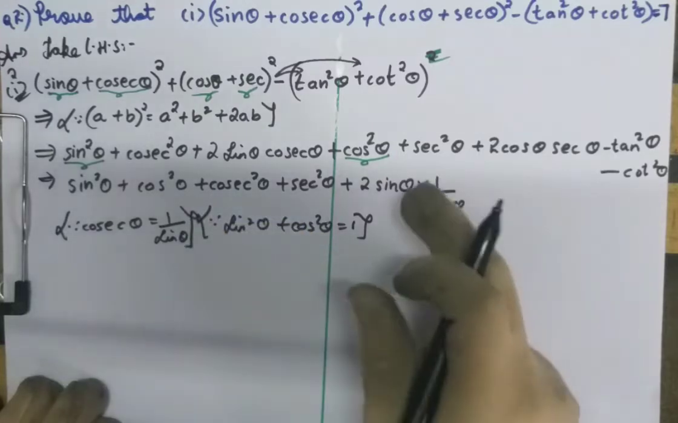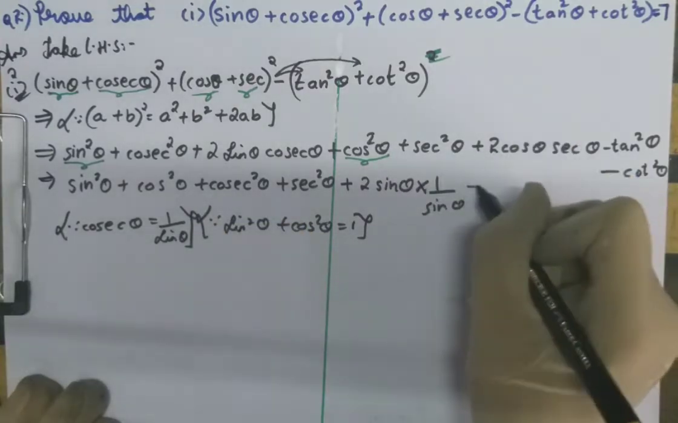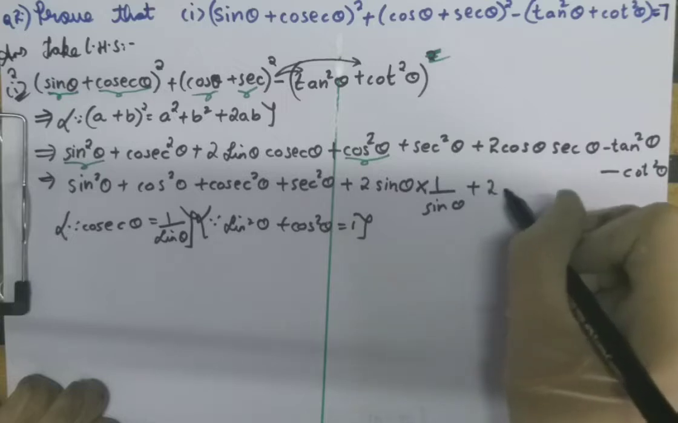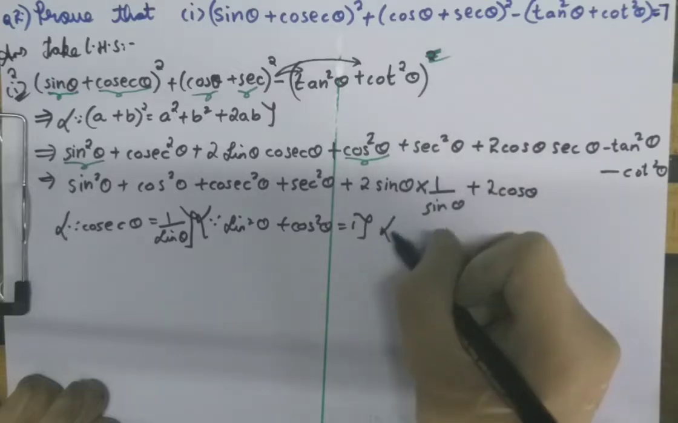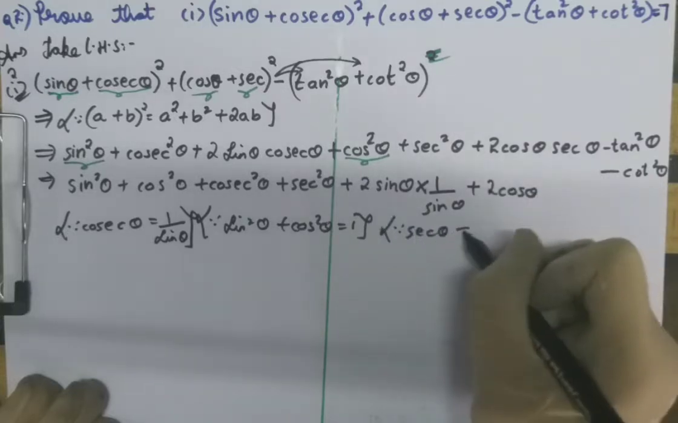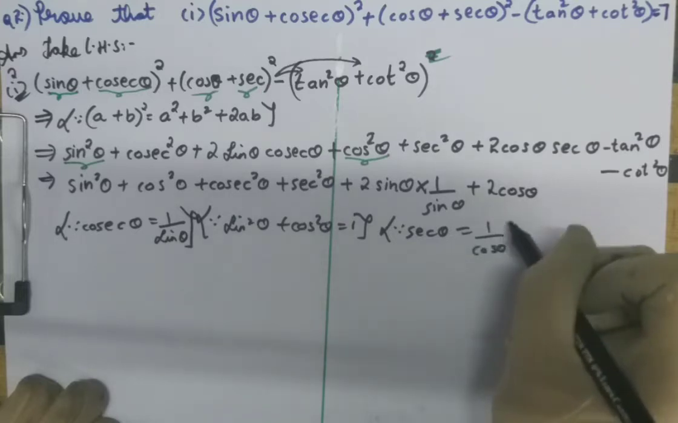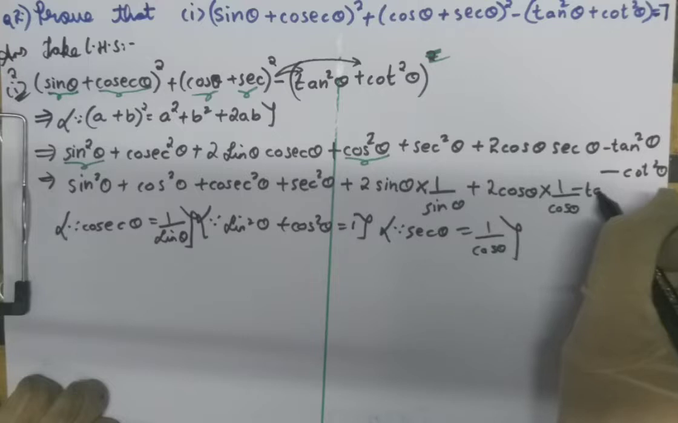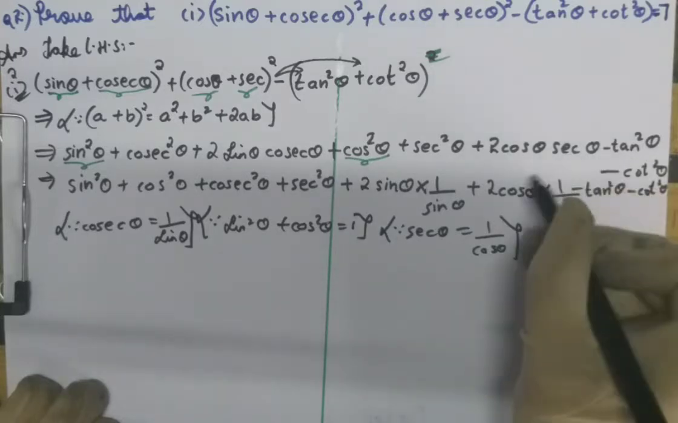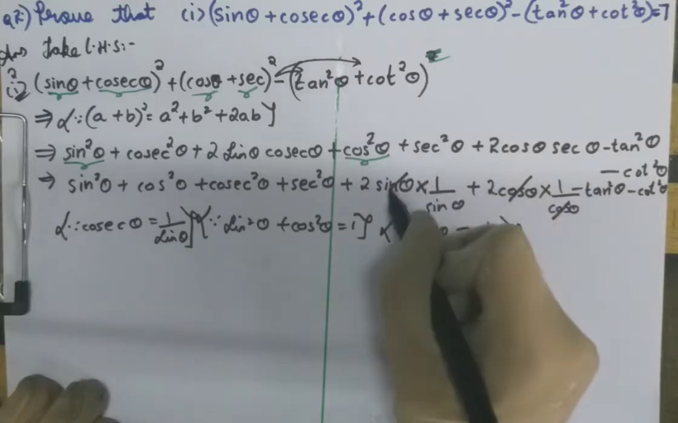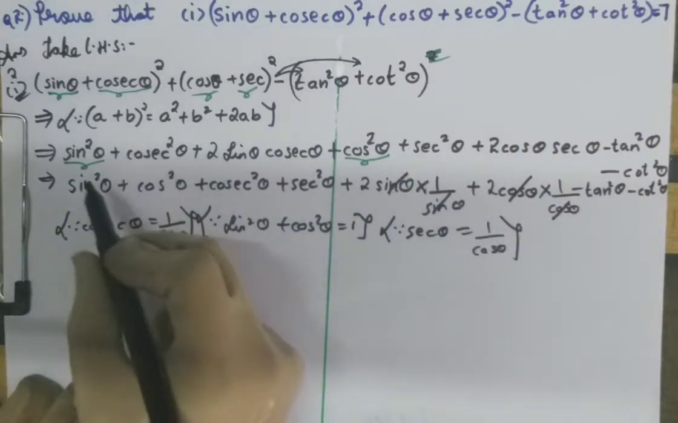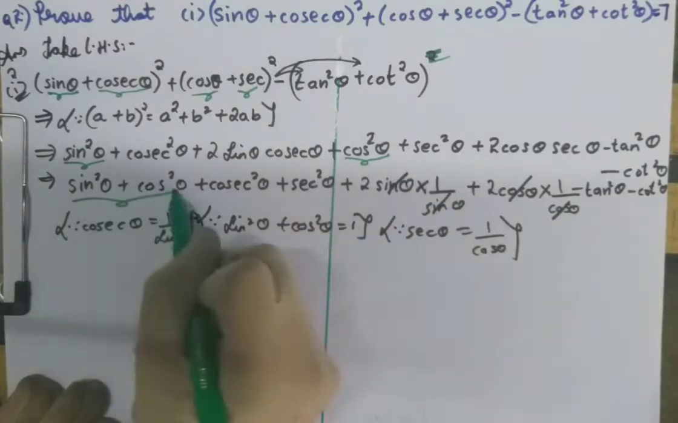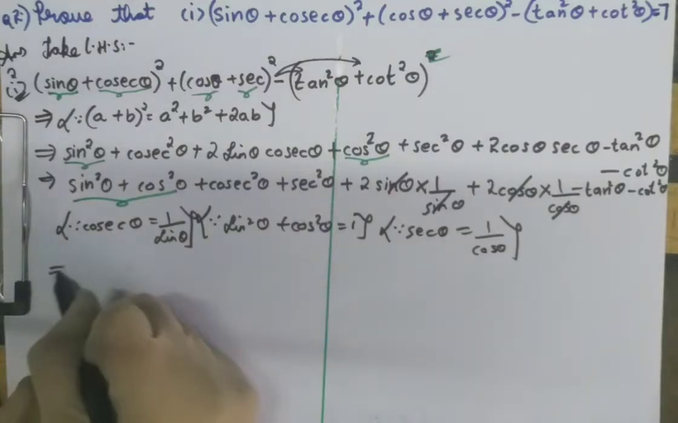And also here, 2 cos theta into sec theta is what? Sec theta is 1 by cos theta. So in place of sec theta we can write 1 by cos theta, minus tan^2 theta minus cot^2 theta. So cos theta will get cancelled, sin theta will get cancelled. Here we have sin^2 theta + cos^2 theta is 1.